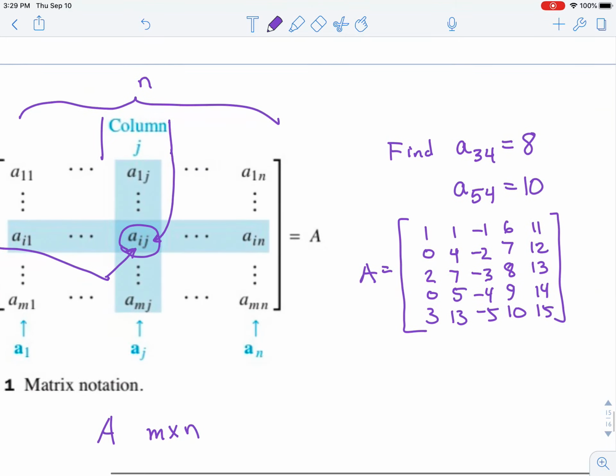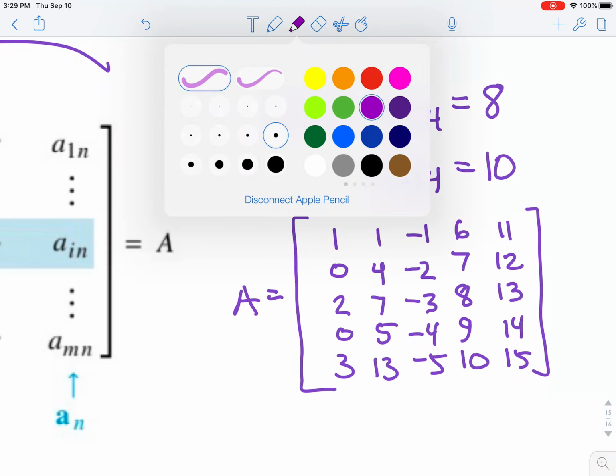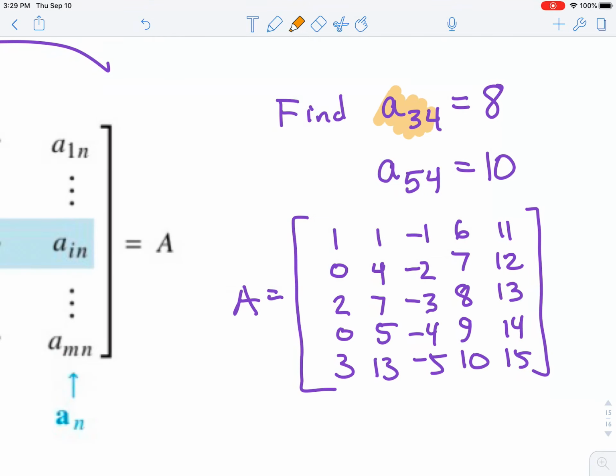So let's do an example. Imagine I wanted to find A34 of this matrix. Well, I've said that it's 8. Let's see why that's true. A34, well, the first number is 3, so that means go to row 3, and go to column 4. So if I go to row 3 and column 4, I'm going to get that number 8.